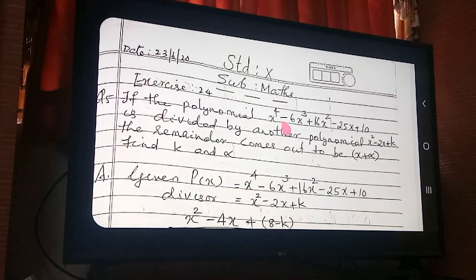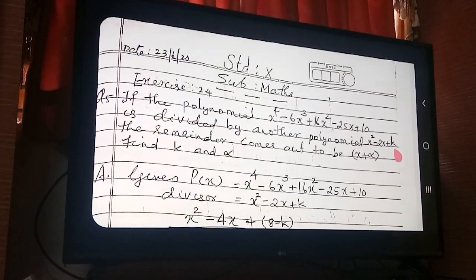The meaning is that here the dividend is given. What is the dividend? X raised to 4 minus 6x cube plus 16x square minus 25x plus 10. You also analyze the question along with me and say the answers also. And the divisor is x square minus 2x plus k. So when we are dividing this p(x) by this g(x), you will get a remainder.